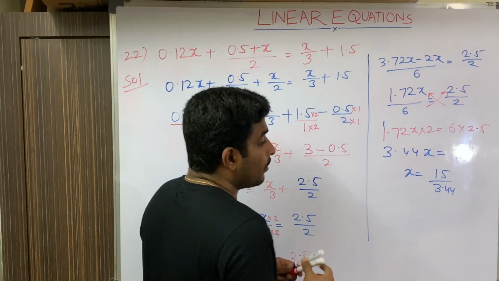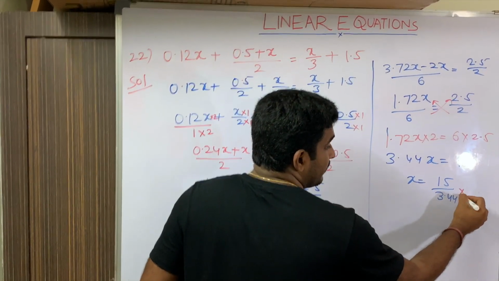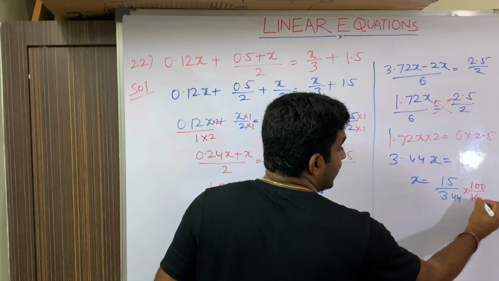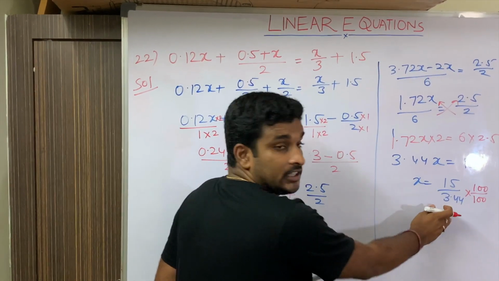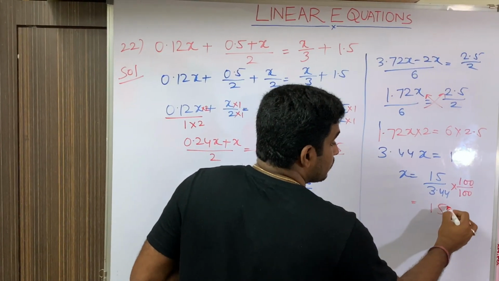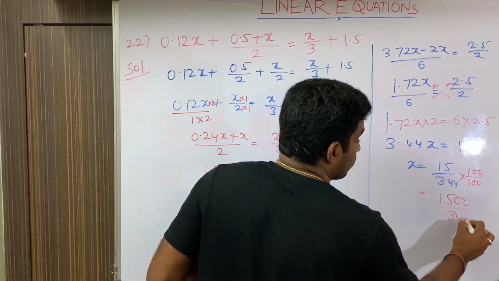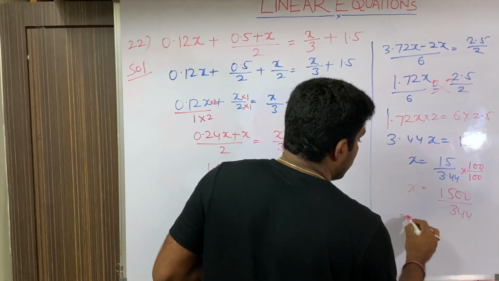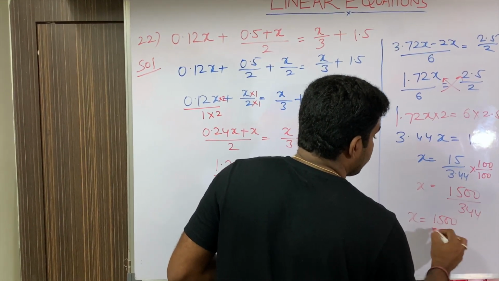As we have in denominator, we have 2 decimals. Then we have to multiply with 100 in numerator and 100 in denominator, so that this will become a whole number. Thus 1500 by 344. X equal to 1500 by 344.